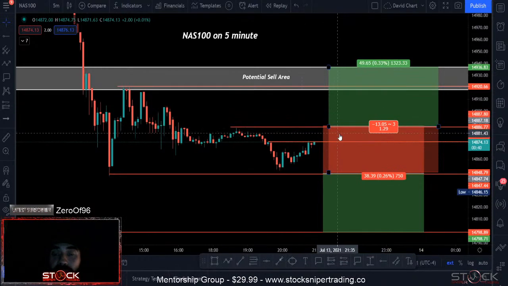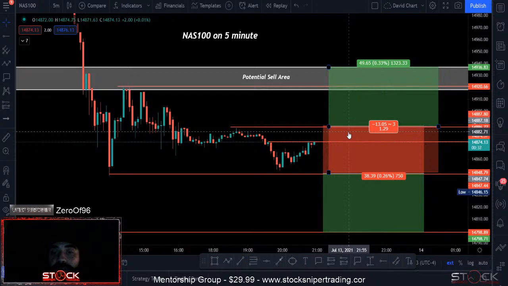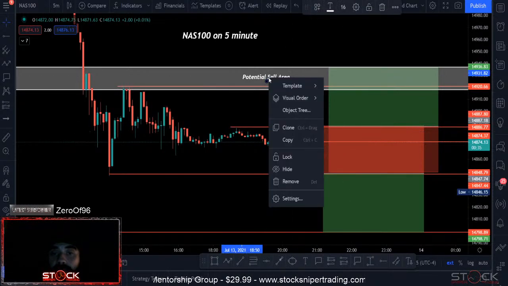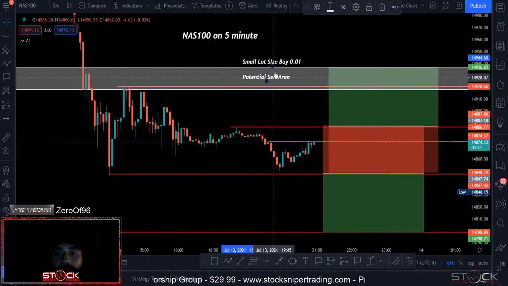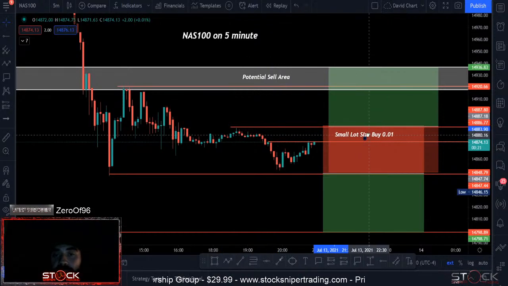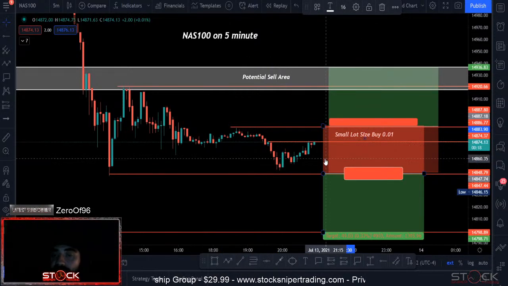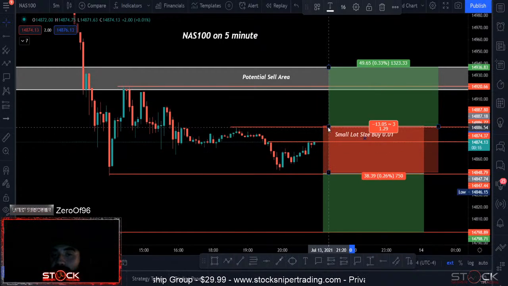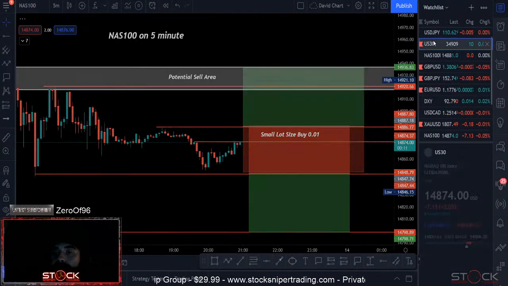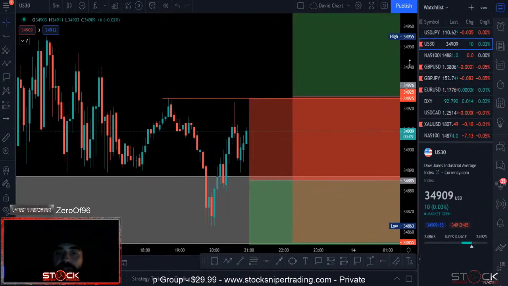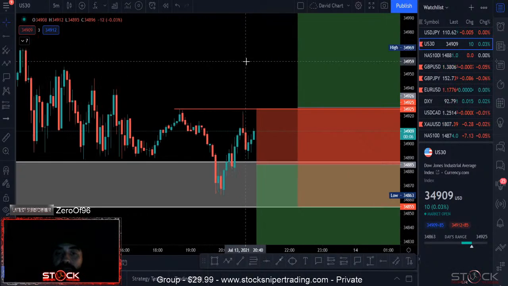If you want to do an initial small little buy right around here, use a smaller lot size, something like 0.01, around this area right here for the buy. If it gets rejected, like I said, we'll start to look for potential sells. So just be patient with it. Okay, US30 kind of just making its way up there.